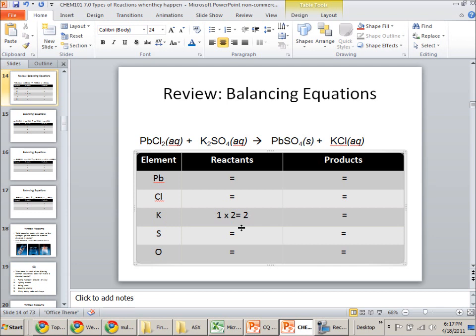I think this is a double displacement reaction, technically. I think you need to know this for the exam. Notice that there are two ionic compounds, and they switch partners. Potassium was with sulfate, and lead was with chloride, and now lead is with sulfate, and potassium is with chloride. Single displacement would be just lead and potassium sulfate turning into lead sulfate and potassium.